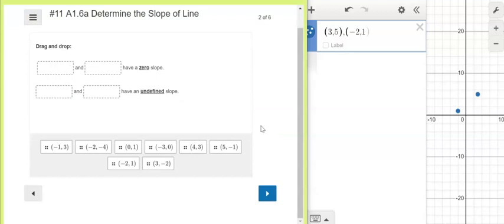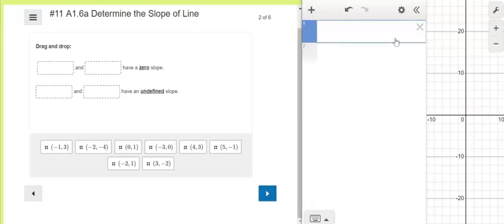Determine which two have a zero slope. So a zero slope is a horizontal line. Any line where y equals a number is going to be horizontal, and the points will have the same y coordinate. So if I choose this one and this one, these two have the same y values. I'll see if those work. Yeah, those have a zero slope.